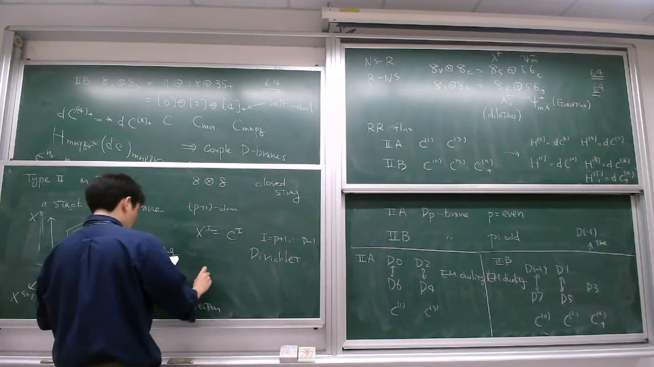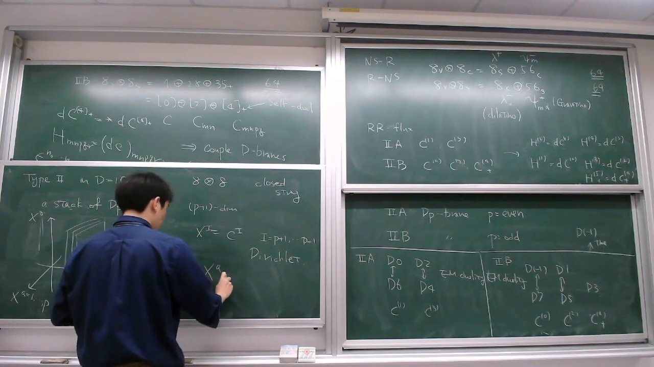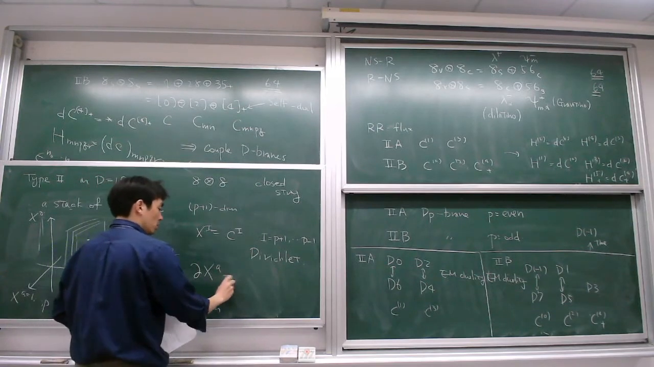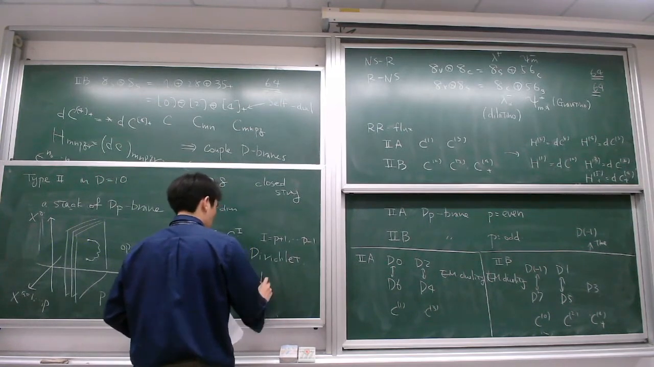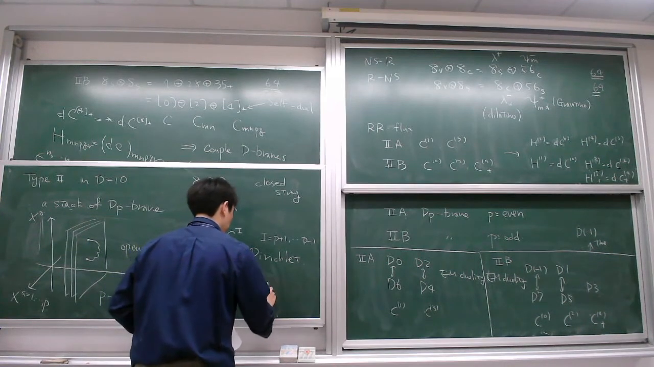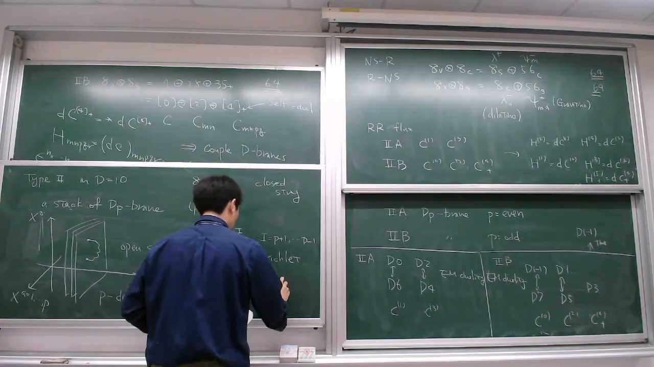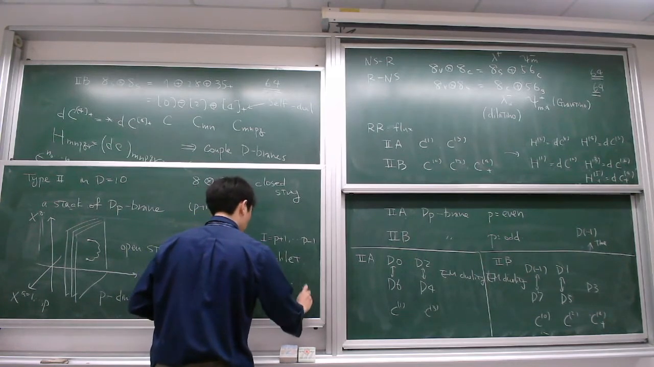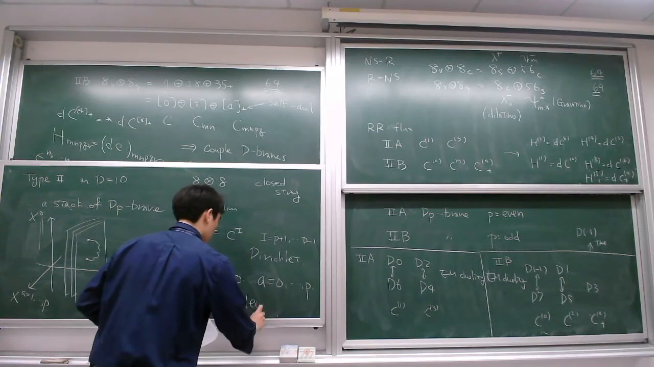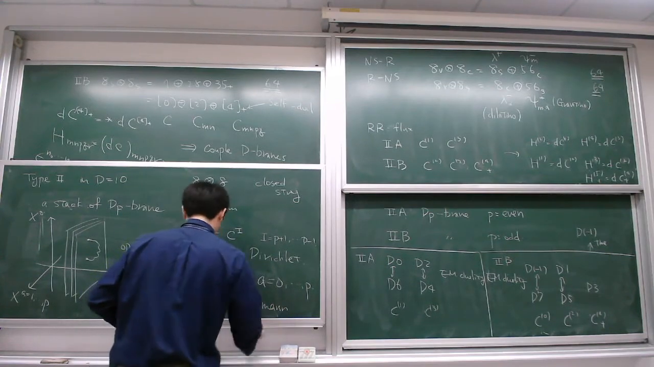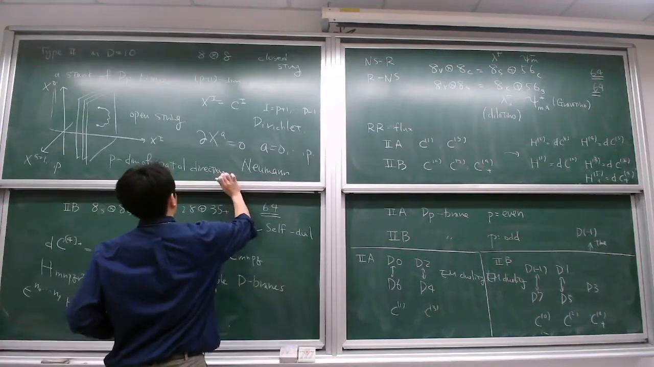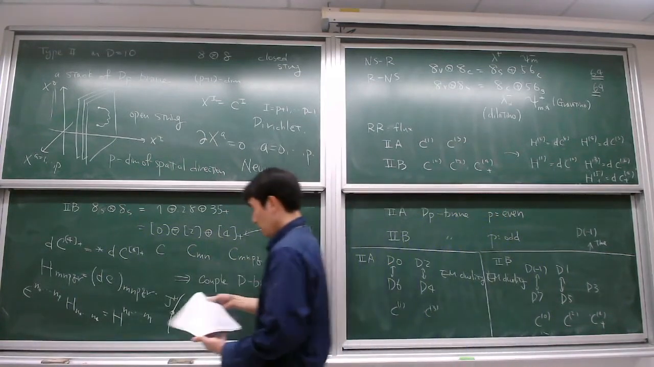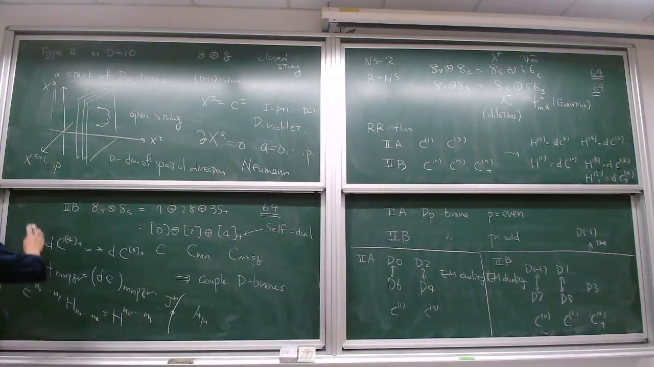Whereas for the open string, you have Neumann. Neumann means the partial derivative of x^a is equal to 0. So this is the Neumann boundary condition, where a runs from 0 to p. So that's the simple boundary condition one can take. It's a very simple thing.